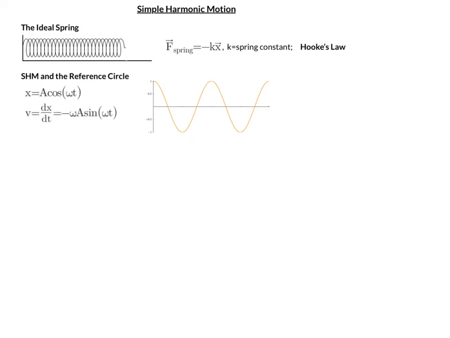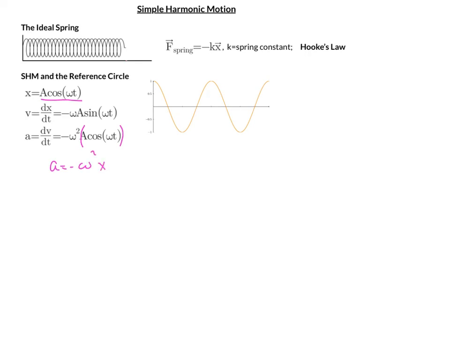Now, if we take the derivative of x with respect to time, we end up with negative omega A sine omega t, and that gives us the velocity of this motion. Taking the derivative one more time, we end up with negative omega squared A cosine omega t. One thing to note here is that this quantity, A cosine omega t, was actually x. So we can say that a is negative omega squared x.